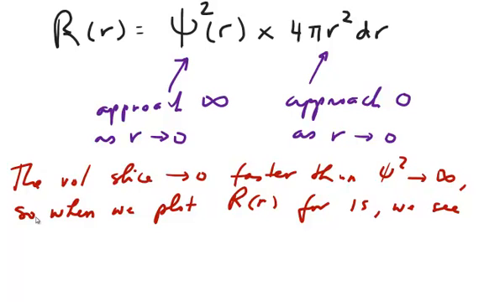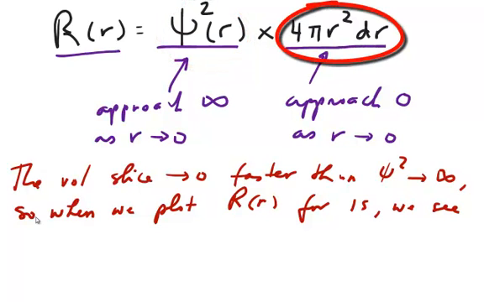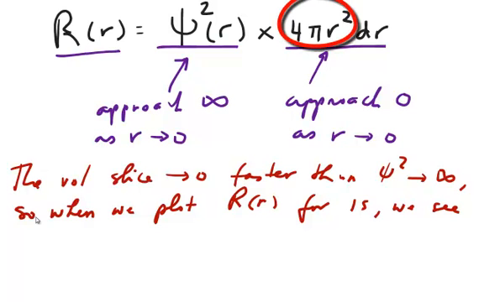In terms of an equation, what you get is this is radial probability. Linear probability is just given as psi squared. And volume slice, if you think about it, this is a spherical thin slice. So in other words, the volume will be surface area times thickness. Surface area of a sphere is given as 4 pi r squared. And then the thickness is given as dr.